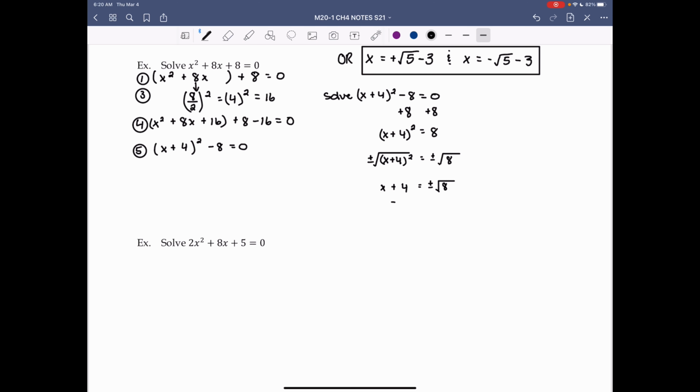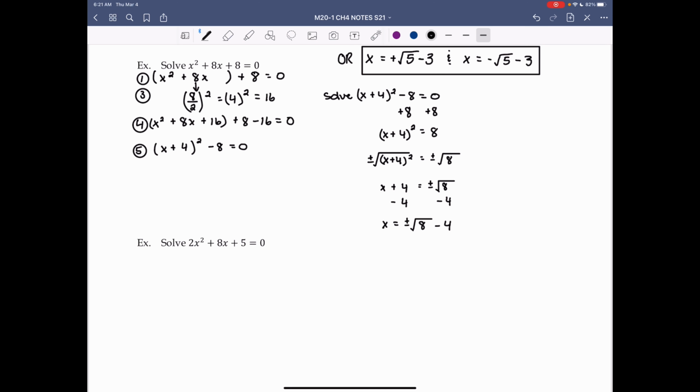Then subtract 4, and we get x equals plus minus the square root of 8 minus 4 outside the square root. Now, we can simplify this square root. Thinking back to Math 10C, how do we simplify a square root?